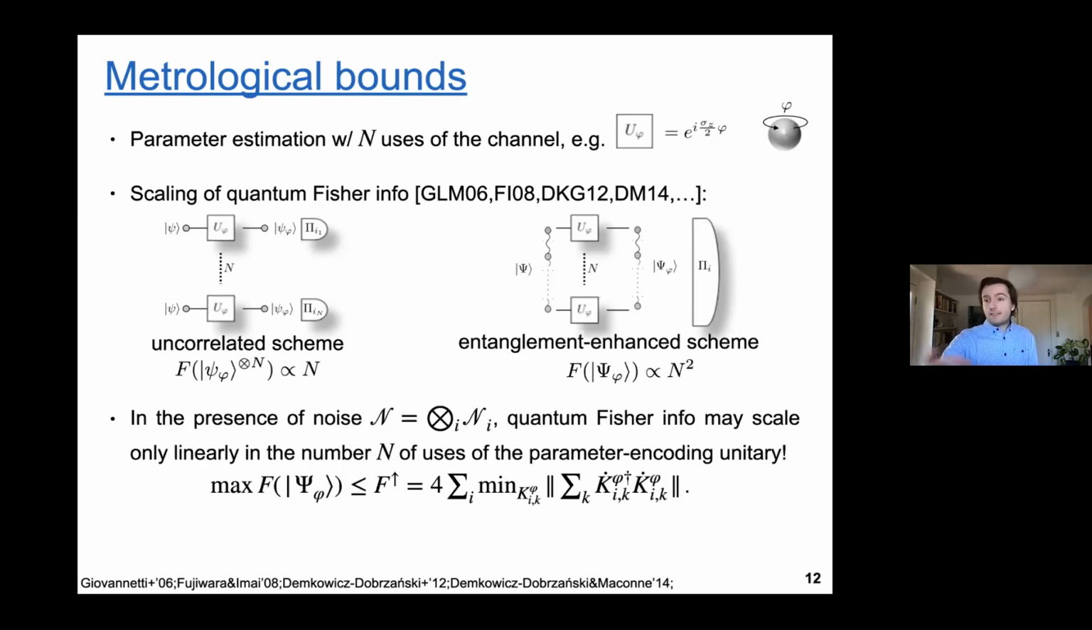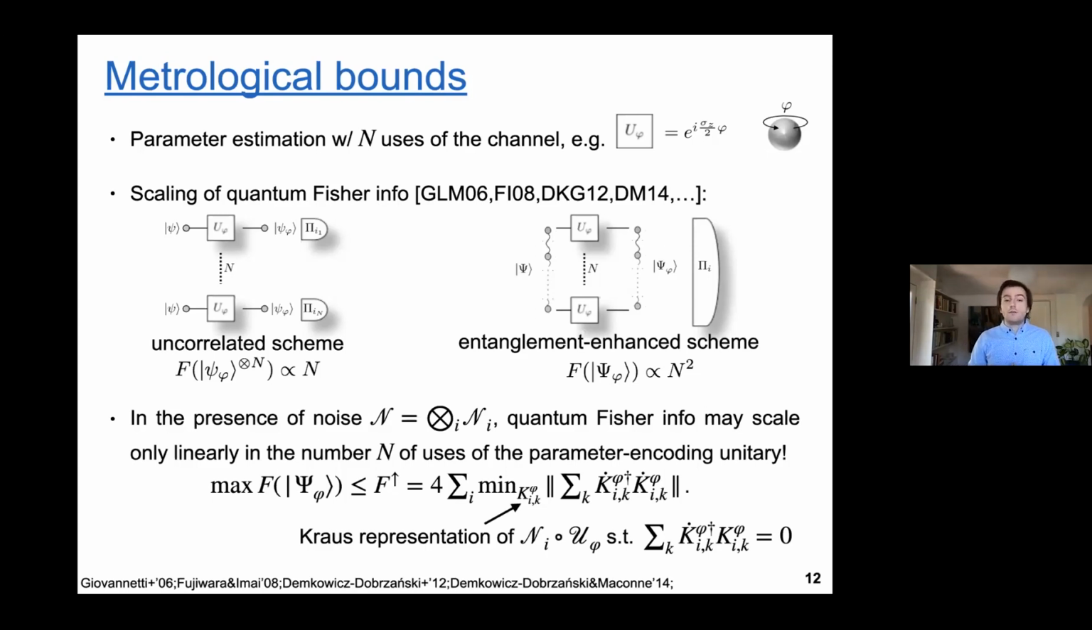And we can establish some bound on how quantum Fisher information would scale. And this bound is in terms of Kraus operators, which represent the noisy parameter encoding channel, say a unitary rotation U followed by some local noise. If we can find a Kraus representation which satisfies a certain condition, then this scaling is linear. And usually this scaling is achieved for most relevant noise models. Okay, so those are the components.